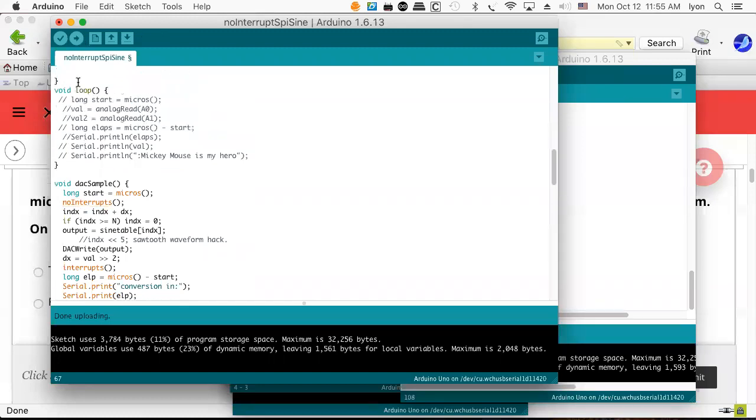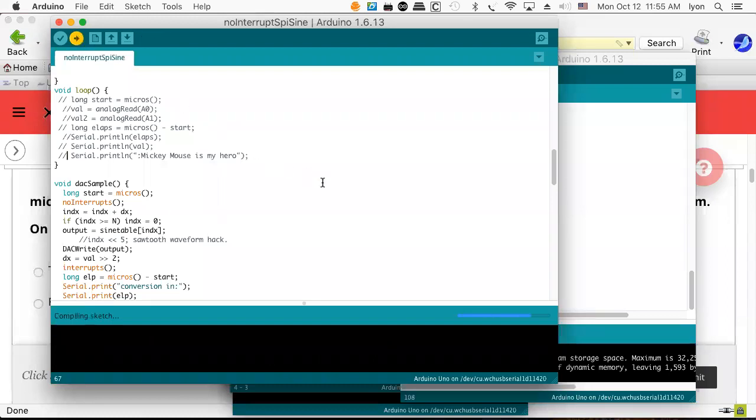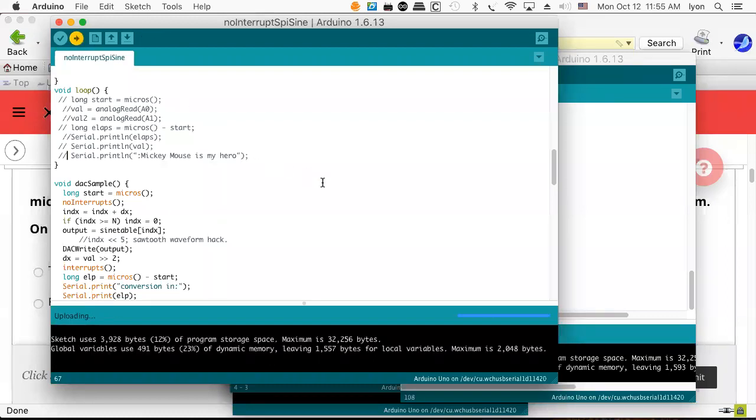And notice the loop is completely empty here. So it's all being interrupt driven now. And the question is, how fast is that DAC running? So let's take a look.